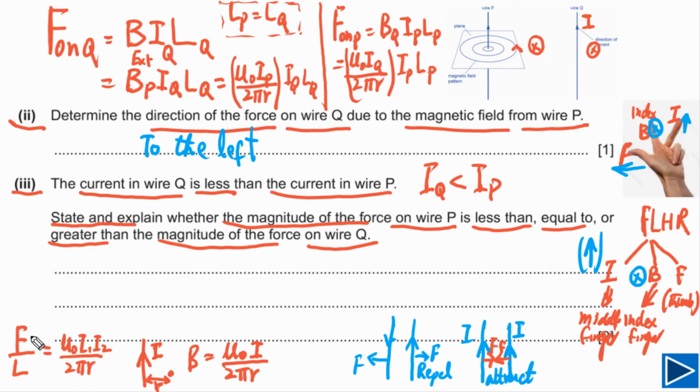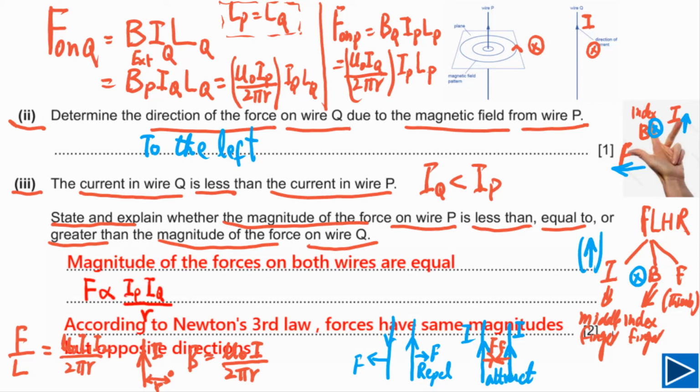So we can say in this case force is directly proportional to the product of currents. It doesn't matter if any current is higher or lower, the force on the two wires will be the same because force is proportional to the product of currents in the two wires. This is the main point we need to understand. So in this case the magnitude of force on the two wires will be the same but opposite in direction. So let me show you how you can write down the answer.